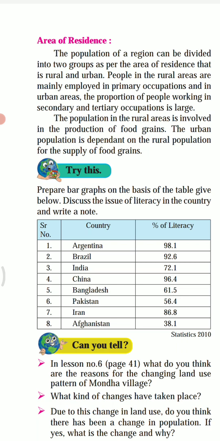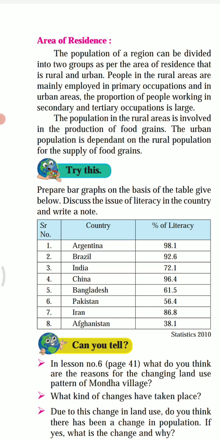And manufacturing, that is secondary jobs, involves making things, just like making cars and steel; all are examples of secondary jobs. So, the people in urban areas are mostly involved in secondary and tertiary occupation, and people in the rural areas are mostly involved in primary occupation.